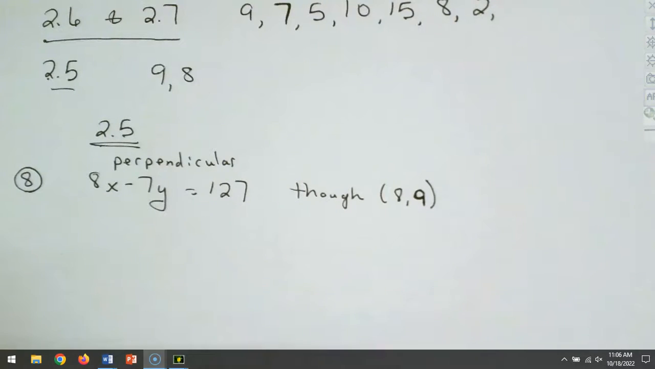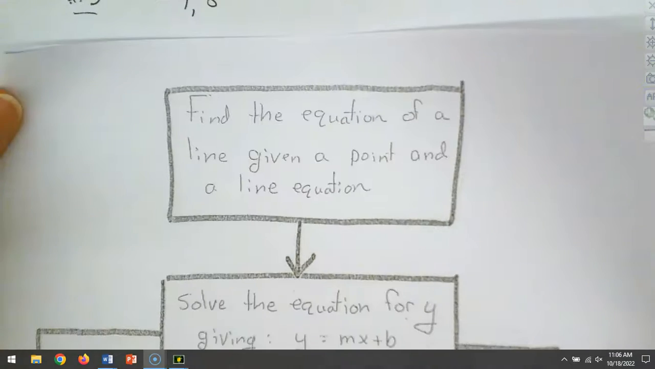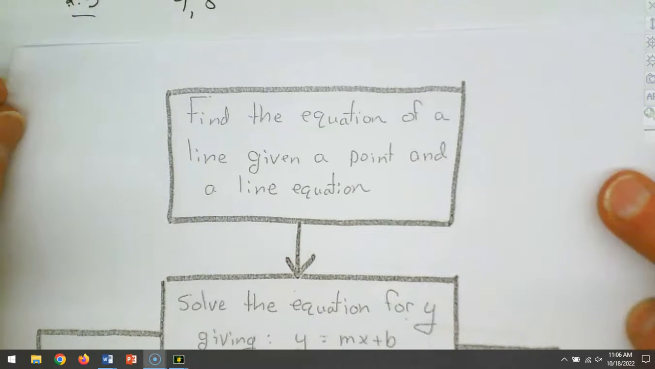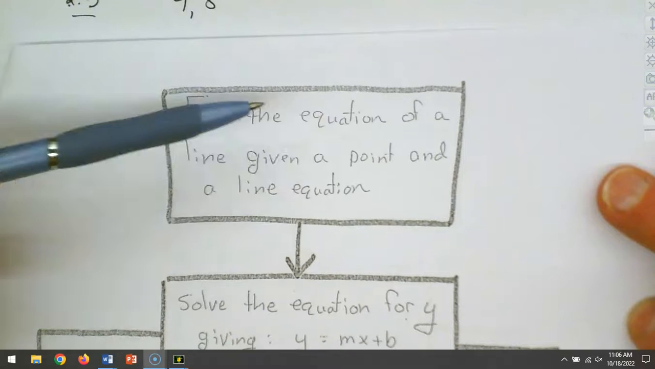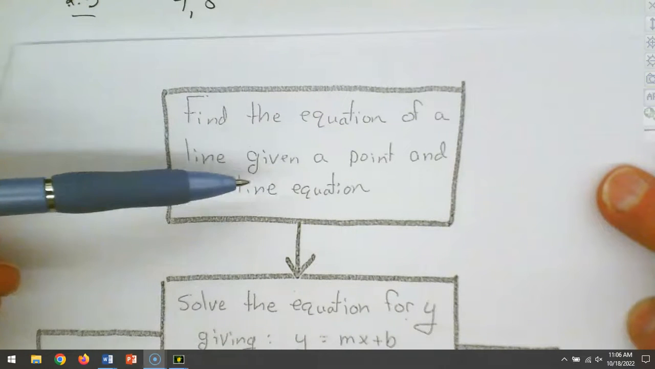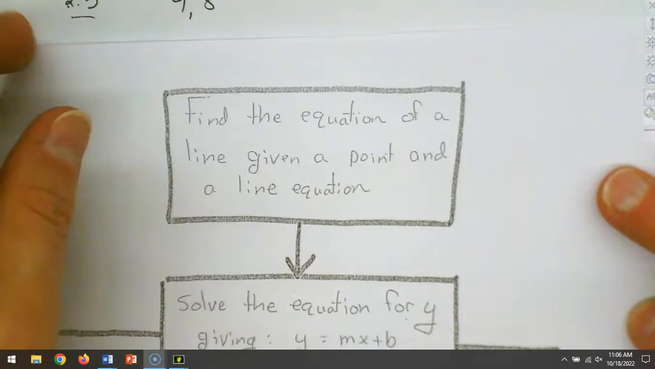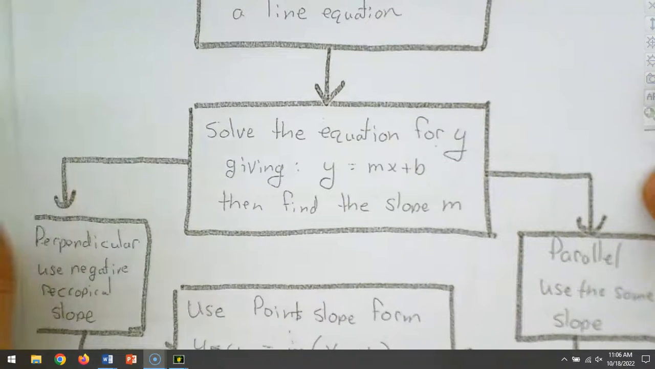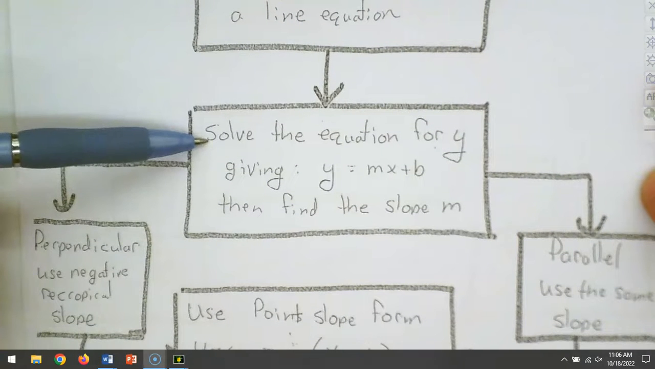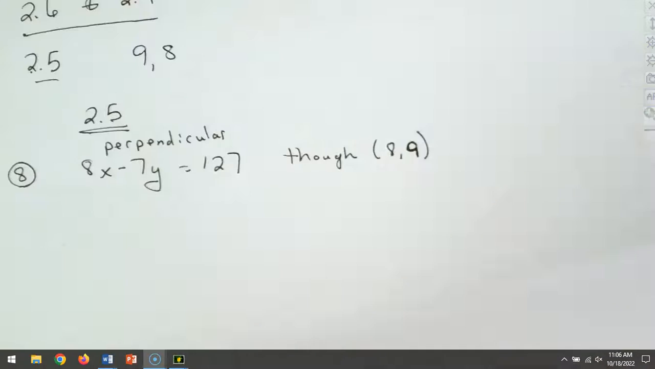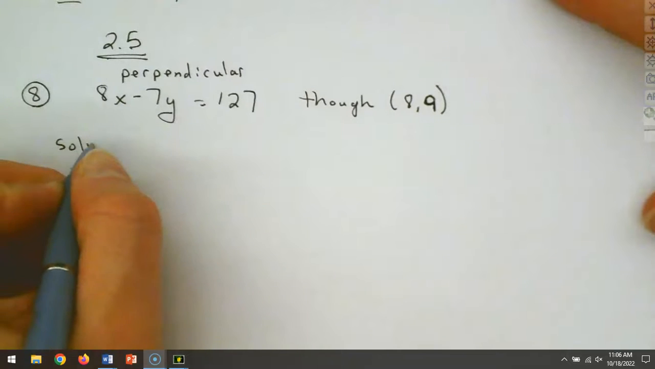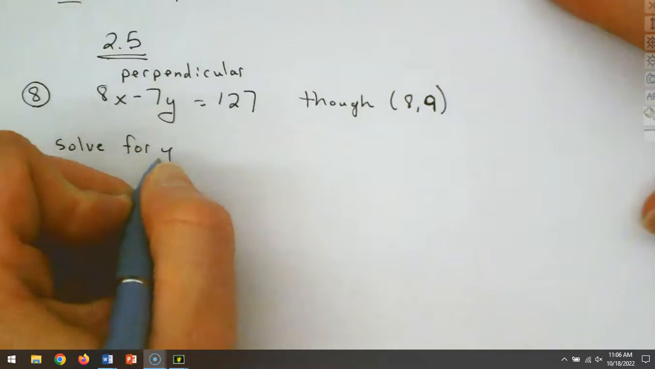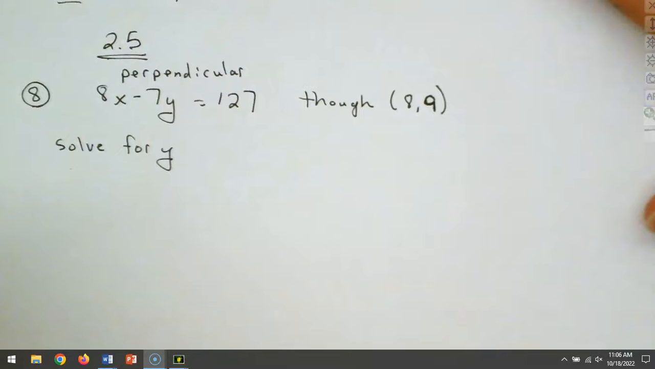So we go to the third page of our flow chart. And what are we doing here? We are trying to find the equation of a line given a point and a line equation. So what do we need to do first? The first thing we do is we solve that equation for y. Follow the directions here. So we're going to take this equation and solve it for y. We've got to find that slope, the m.